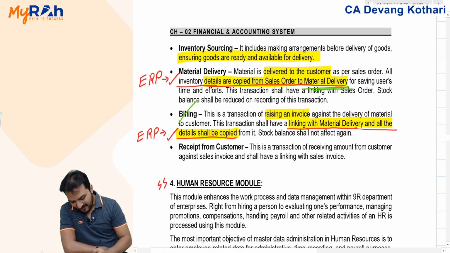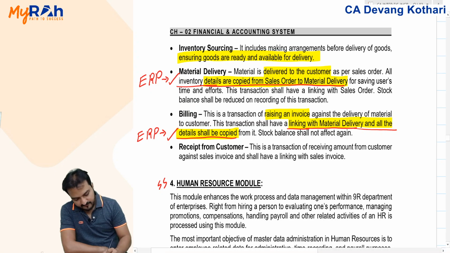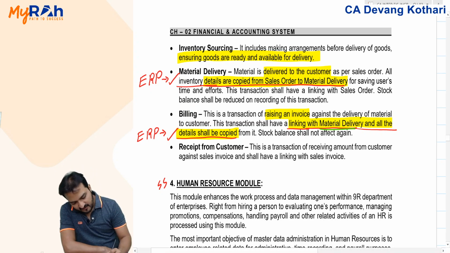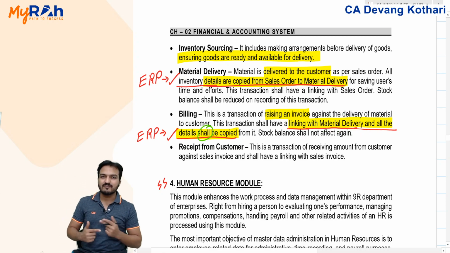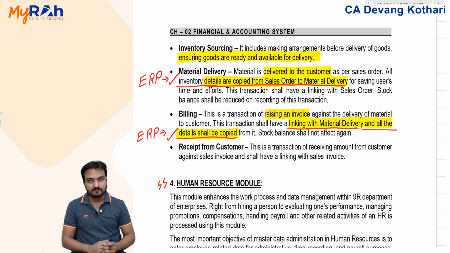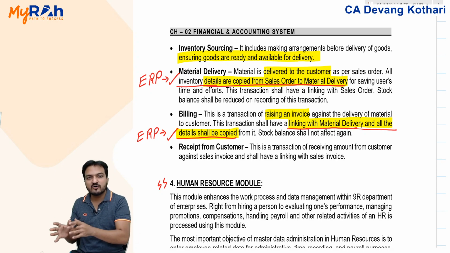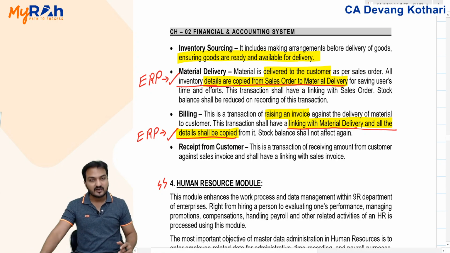Similarly, at the time of billing, I don't need to create a fresh invoice. Rather, all the data that I need in the invoice will be automatically copied from the material delivery note, and the details shall be copied directly into the invoice. Yes, that can be automatically done by the ERP. Basically, you need to answer that ERP software will help you in this automation here. This is how you describe the sales process.